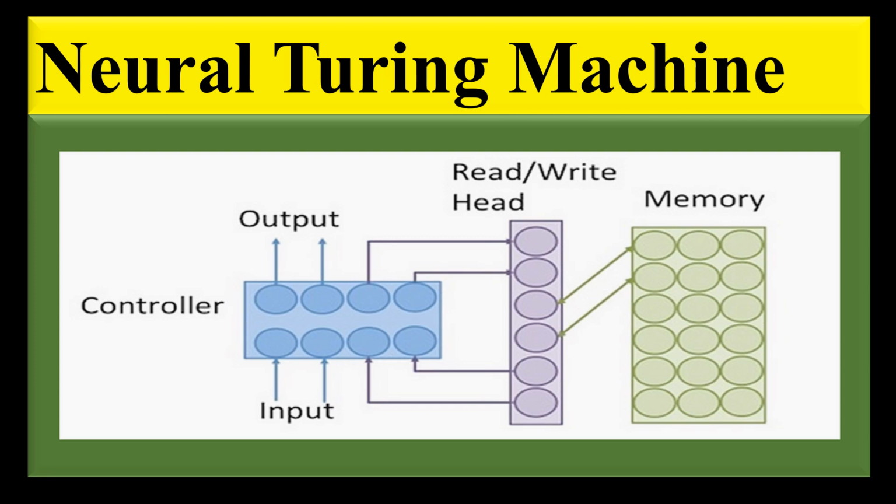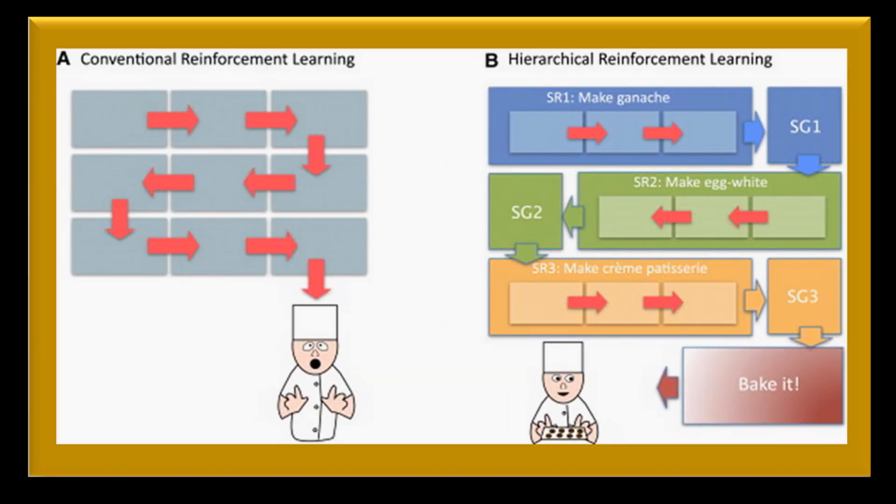So to summarize this, we can say neural Turing machines are neural network architectures that combine the power of recurrent neural networks with the capacity of external memory similar to a Turing machine, and they are designed to simulate the behavior of a Turing machine by using a trainable memory component and pointer to control memory access. Neural Turing machines are particularly useful for tasks that require long-term dependencies and the ability to store and manipulate information. Next comes hierarchical reinforcement learning.